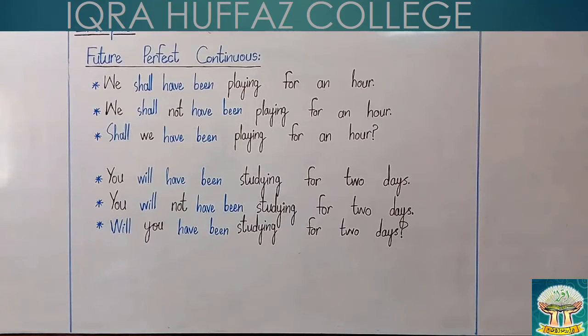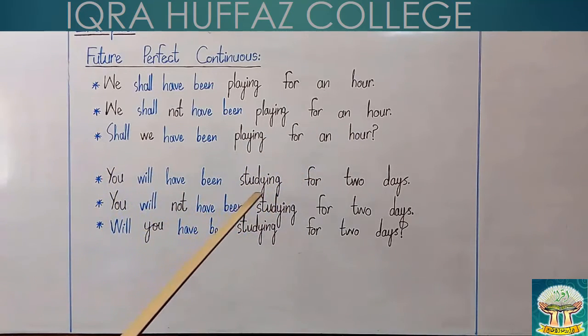These are the examples for future perfect continuous tense with the usage of shall have been and will have been in affirmative, negative and interrogative sentences, and the usage of present participle form, which means fourth form of main verb here. We shall have been playing for an hour. We shall not have been playing for an hour. Shall we have been playing for an hour?